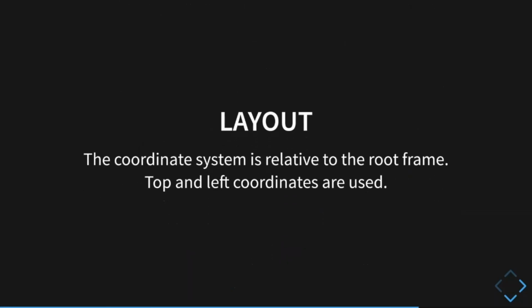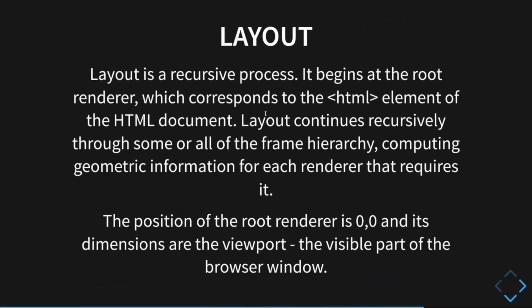The coordinate system is relative to the root frame. Top and left coordinates are used. Layout is a recursive process. It begins at the root renderer, which corresponds to the HTML element of the HTML document. Layout continues recursively through some or all of the frame hierarchy, computing geometric information for each renderer that requires it. The position of the root renderer is 0,0, and its dimensions are the visible part of the browser window.